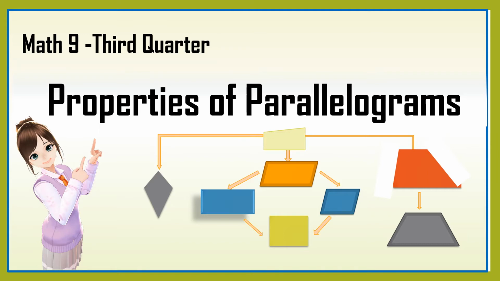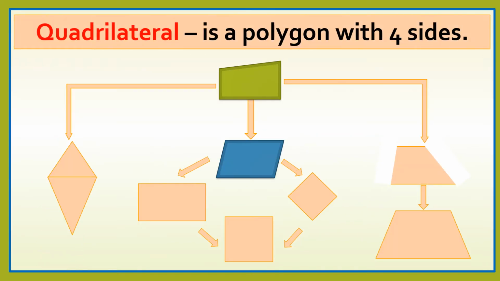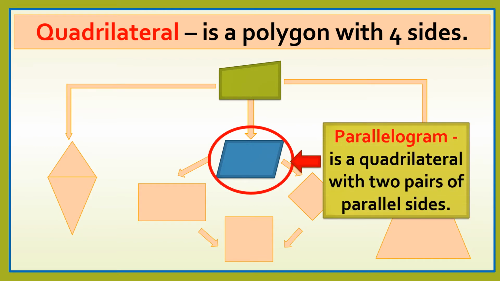This time, I'm going to discuss properties of parallelograms. Let us define first quadrilateral. Quadrilateral is a polygon with four sides. In quadrilateral, we have here parallelogram. Parallelogram is a quadrilateral with two pairs of parallel sides.